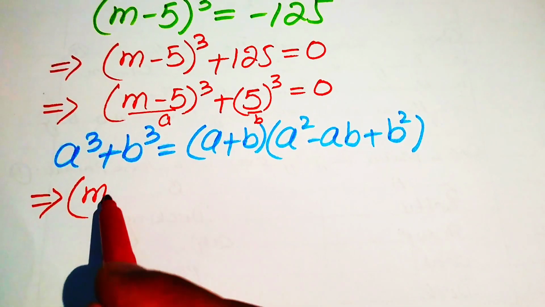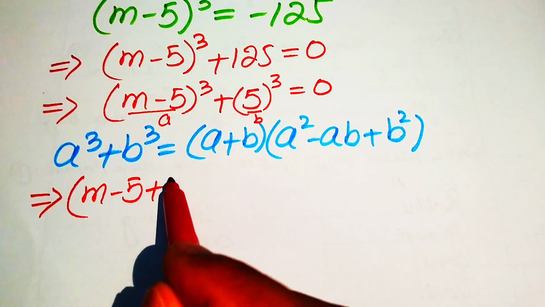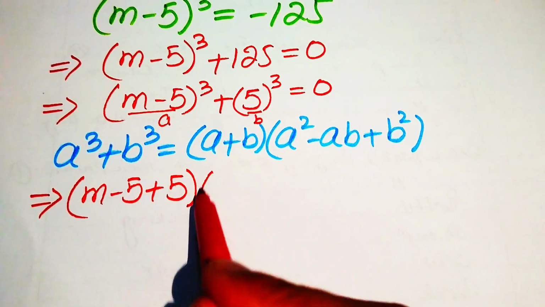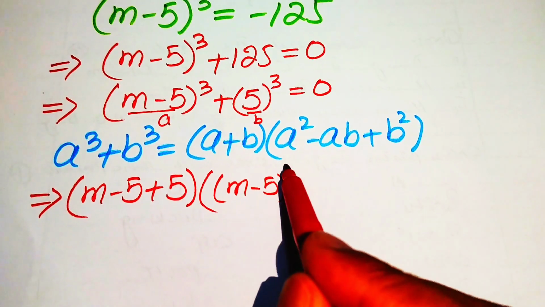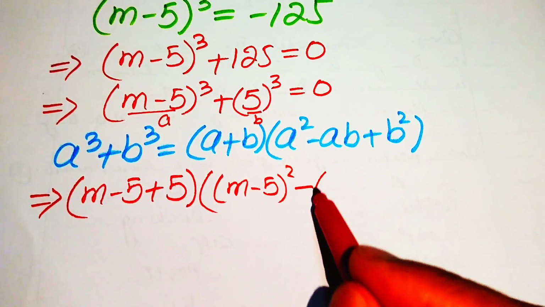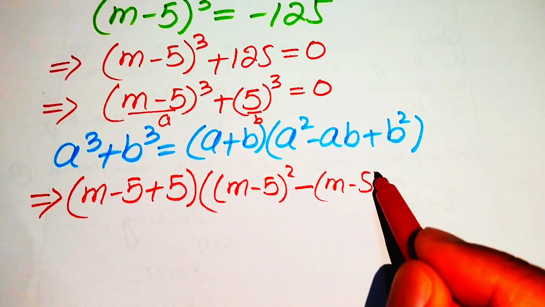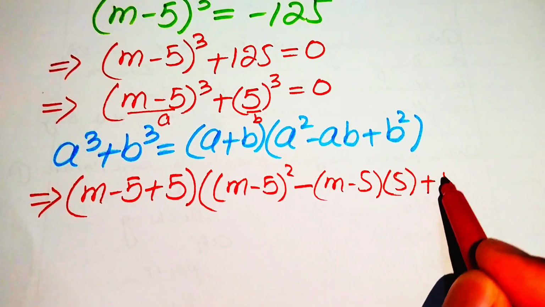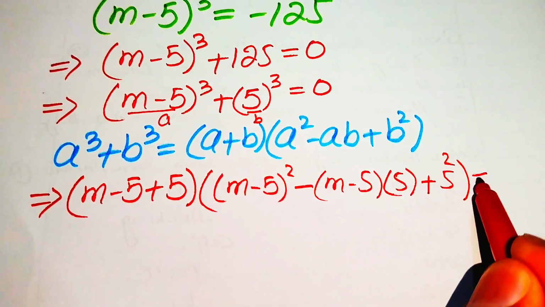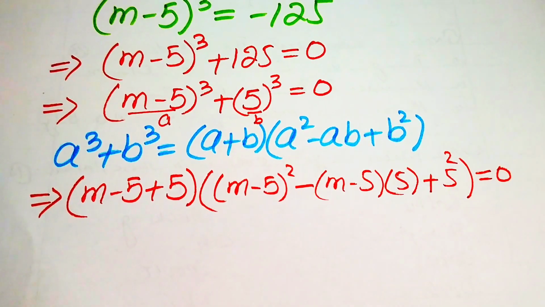So our a is m - 5, plus b is 5, into a squared, so our a is (m - 5) squared, minus ab, so our a is m - 5 and b is only 5, and plus b squared. So our b is 5 squared, and this whole equals 0.